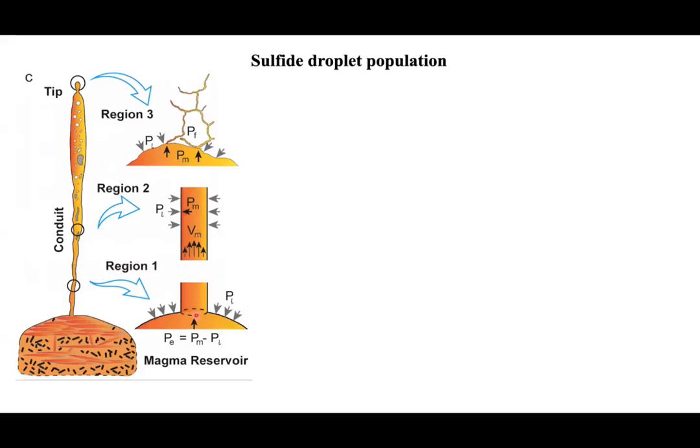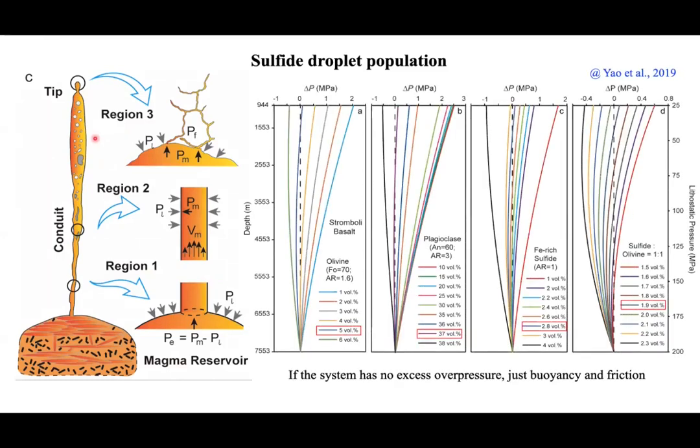And secondly, the viscosity-related frictional force over the flow is not considered here. So I built a model to simulate the variation of the magma overpressure along this magma joint. We can see that if this system has no excess overpressure, and we just think about the magma buoyancy and the flow friction, if we take a basalt and the basalt contains 5% of olivine, the overpressure is exhausted. So the maximum of olivine is just 5%.